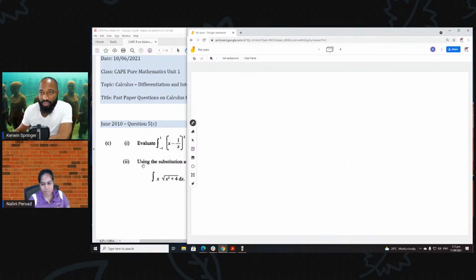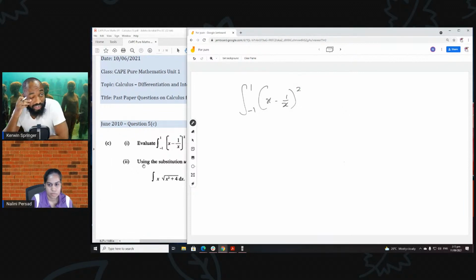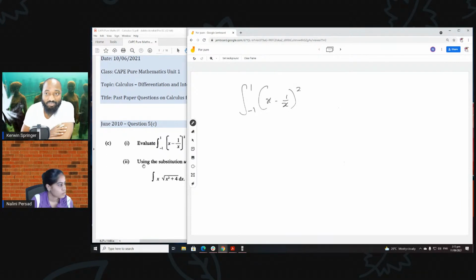No problem. So we're integrating from -1 to 1 of (x minus 1 over x) squared. I'm using Jamboard now, so I may not be as quick as I normally am. All right, so people are saying they would get 9, 8, 4, 6, 7. What would be your approach to solving this one, people? What would be your approach to solving this one?